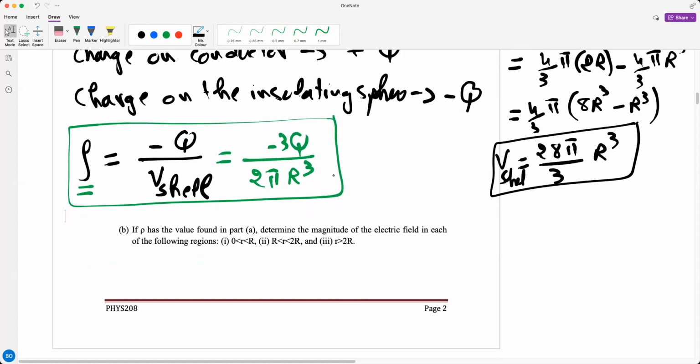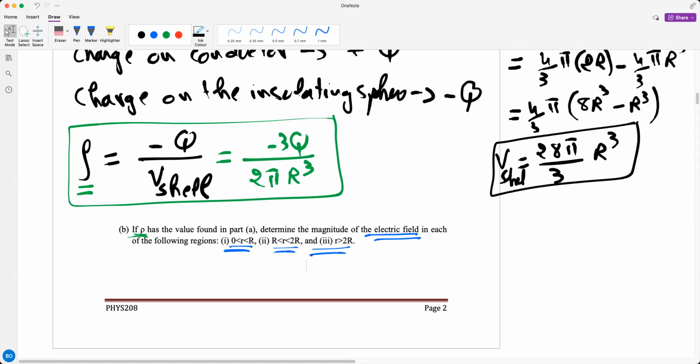Now, the second question. Okay, so you have found rho here. Now I want to calculate the following: the magnitude of the electric field in each of the following regions, between 0 and R, between R and 2R, and outside 2R. Okay, any question?